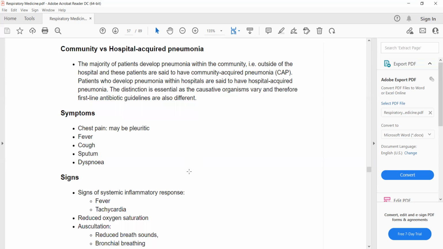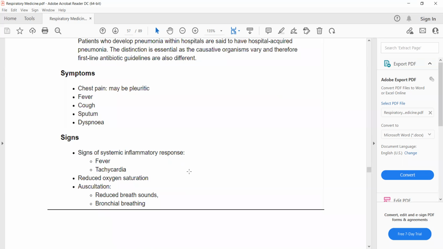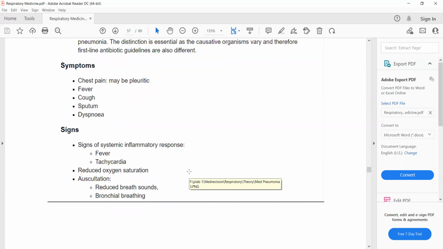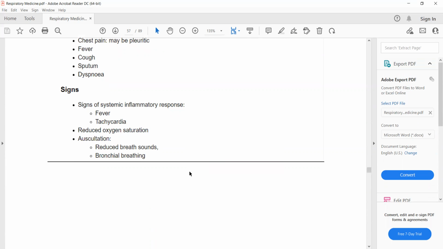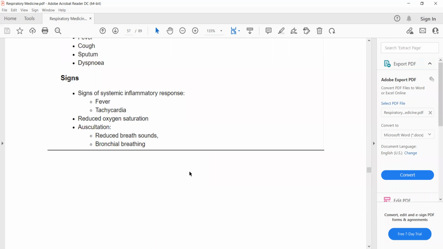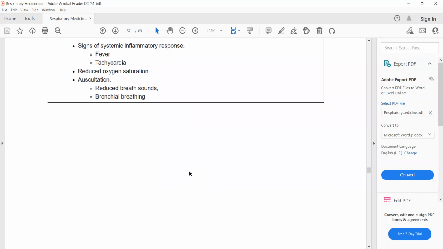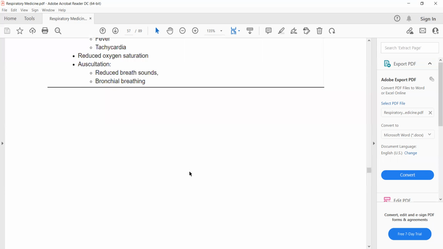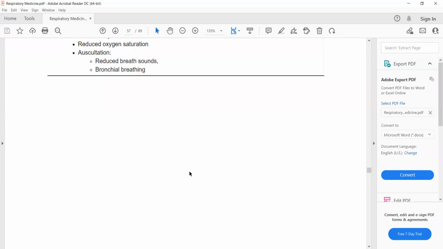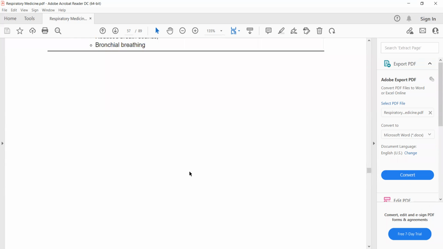So what are the symptoms of pneumonia? Typical pneumonia symptoms are fever, cough, sputum, and dyspnea, and there may be chest pain, that is pleuritic. So an infection of the lung can cause these symptoms. What are the signs of pneumonia? Fever and tachycardia due to infection, and reduced oxygen saturation. On auscultation, as there is consolidation, breath sounds will be reduced and there will be bronchial breathing, not vesicular breathing.